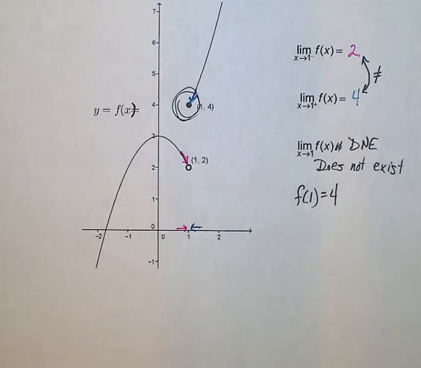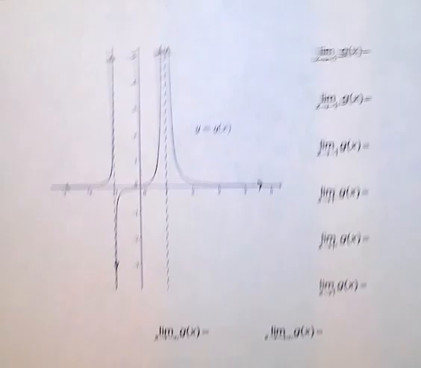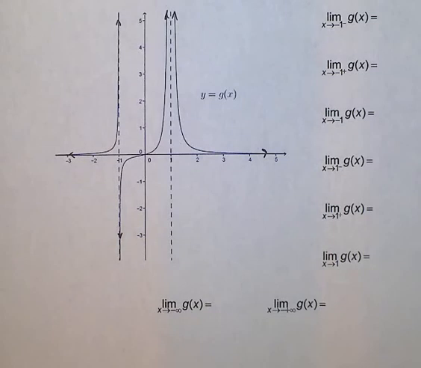Okay, I want to talk about one more situation. And this is the case where we have infinite behavior in our graph, one way or another. So I've got 8 different limit statements we're going to look at here. This time we have a function y equals g of x, which has a whole lot more going on in it than the other examples did.